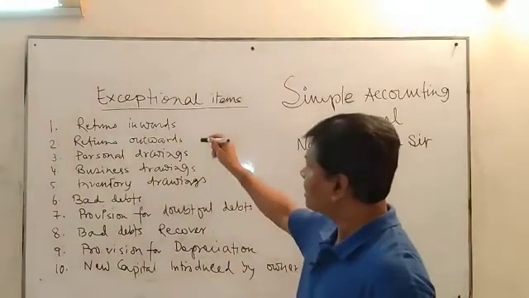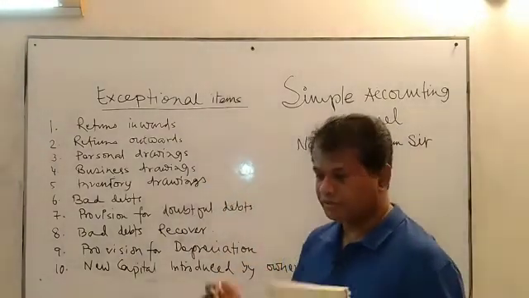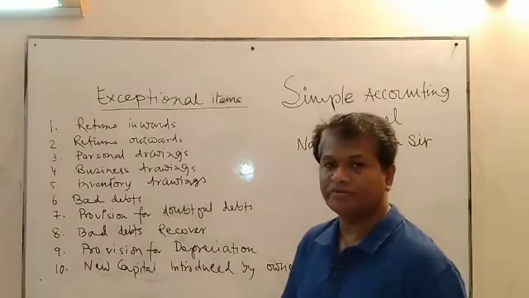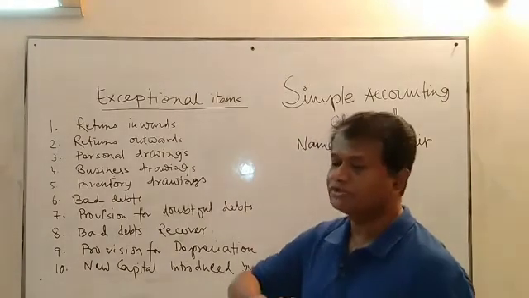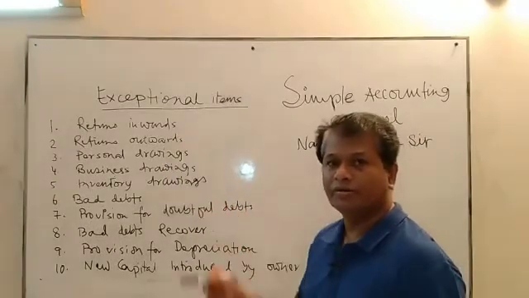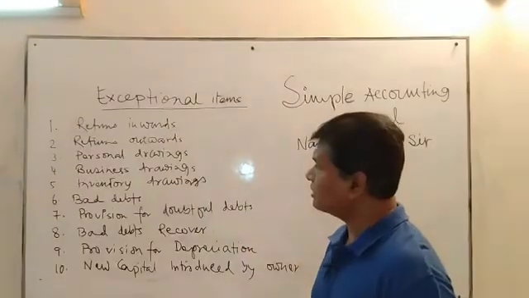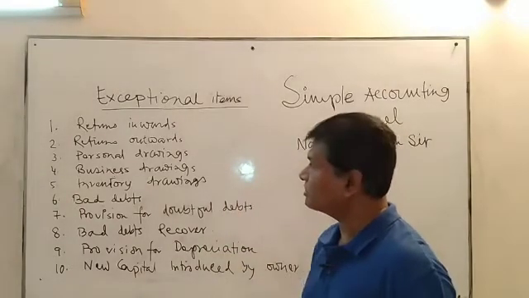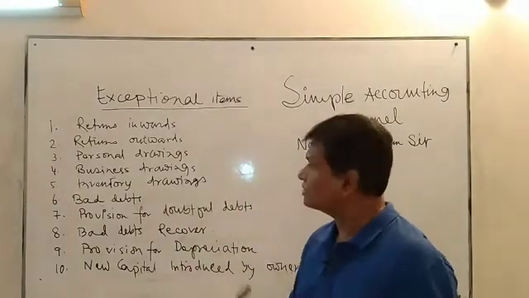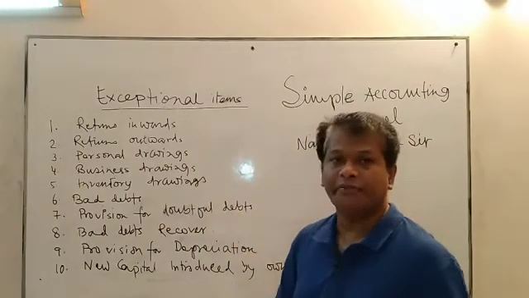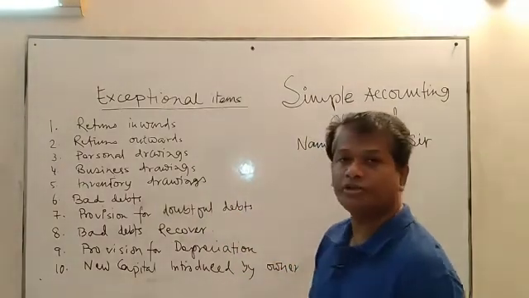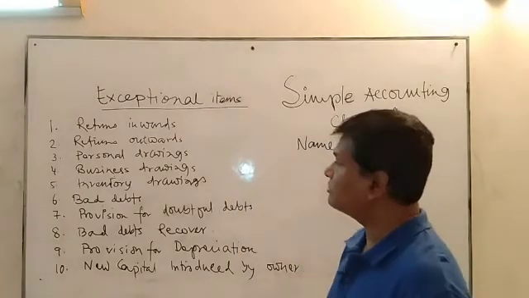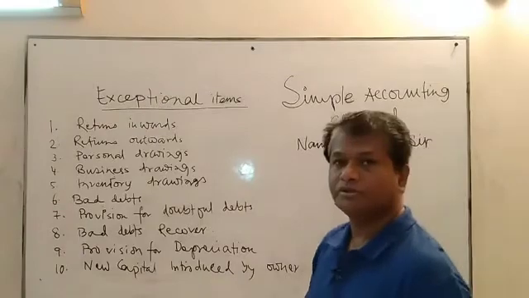Returns outward: outward means some of the goods you have bought are defective, so you never take them, and they are sent back to the supplier. This time returns outward is involved. Here trade payable account is to be debited and returns outward is to be credited. So this is the journal entry.